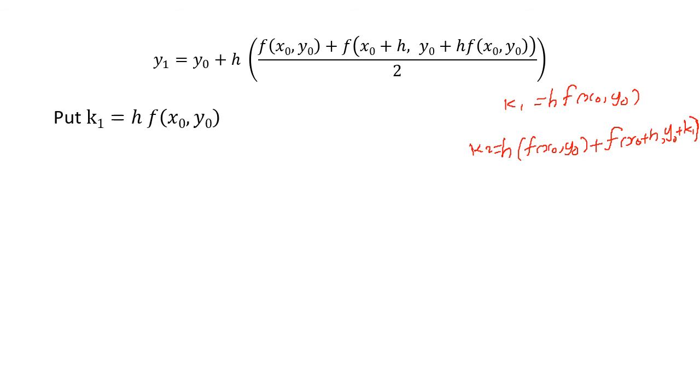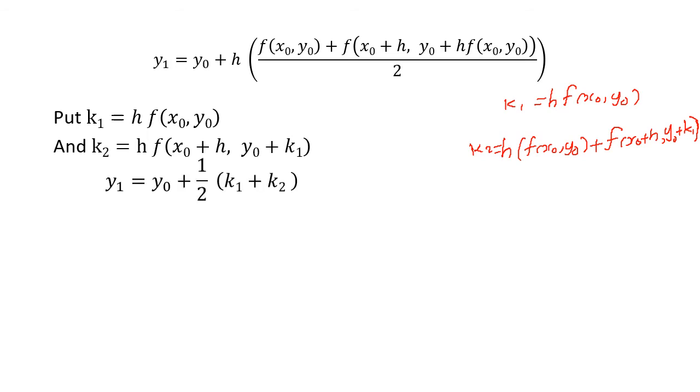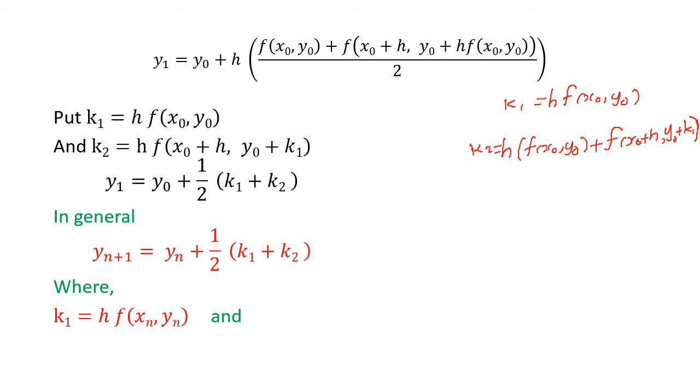So put k1 equal to h into f of x0 y0 and k2 equal to h into f of x0 plus h, y0 plus k1. Correct? You will get y1 equal to y0 plus half of k1 plus k2. So in general, we can write yn plus 1 equal to yn plus half k1 plus k2, where k1 is h into f of xn yn and k2 is h into f of xn plus h, yn plus k1.